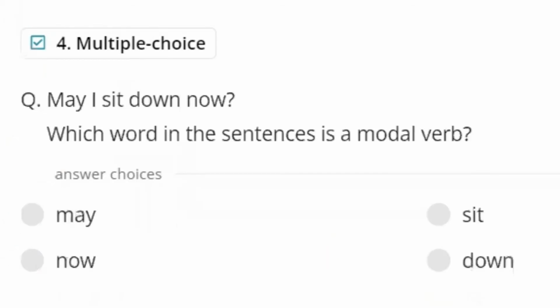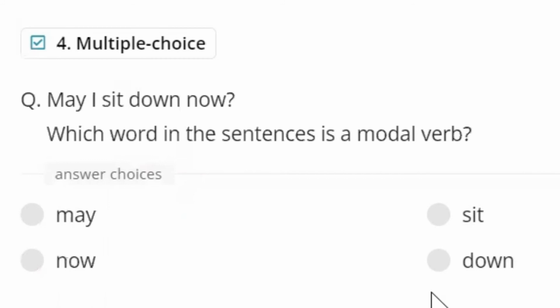Another one. May I sit down now? May I sit down now? Which one in the sentence is a modal verb? Which word is a modal? So we can say it's may, or now, or sit, or down. Which one is modal here? Think well. This is an auxiliary.